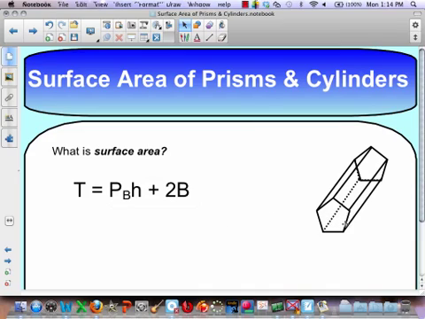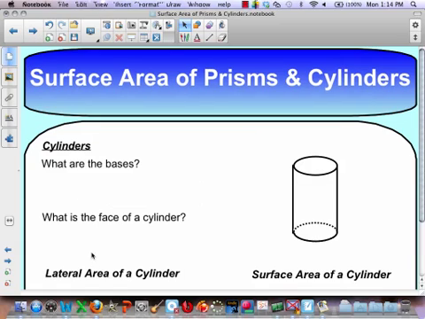Once again, if I give you some limited information on the pentagon, you should be able to piece it together and find what the area of the pentagon is. Now, cylinders.